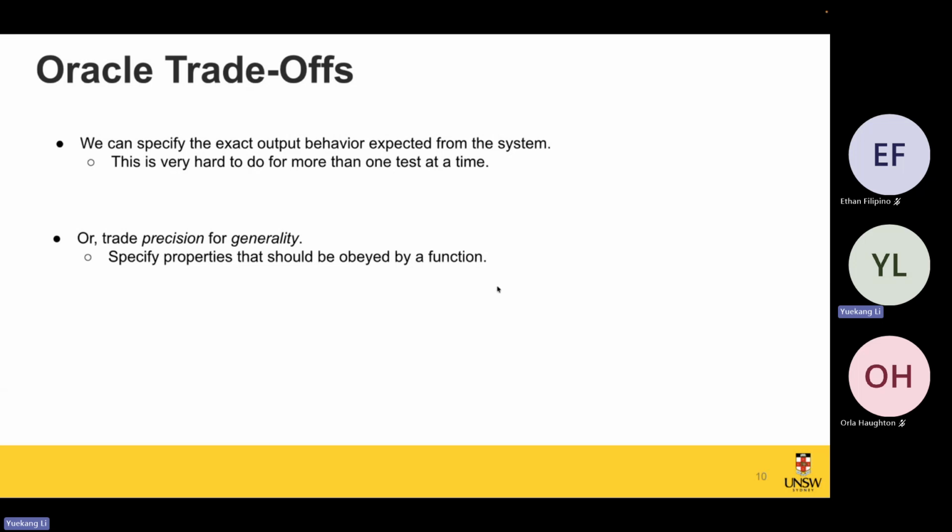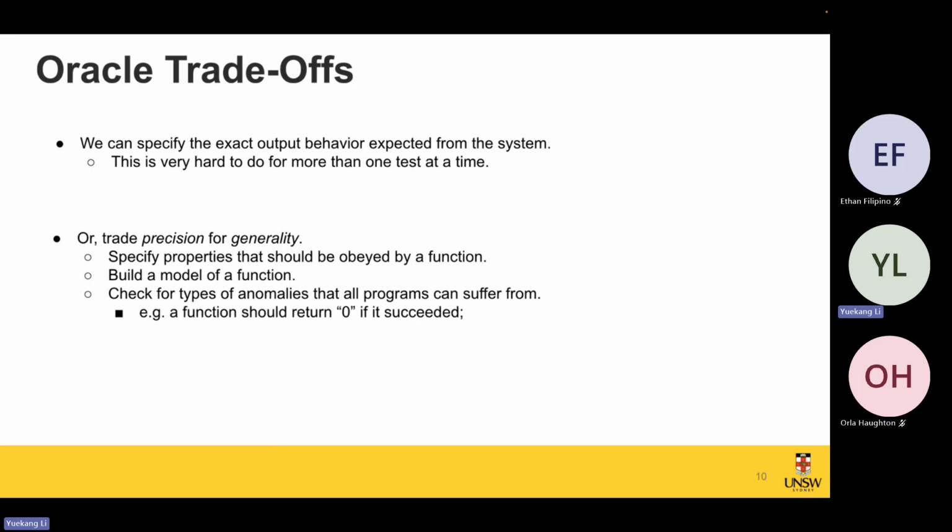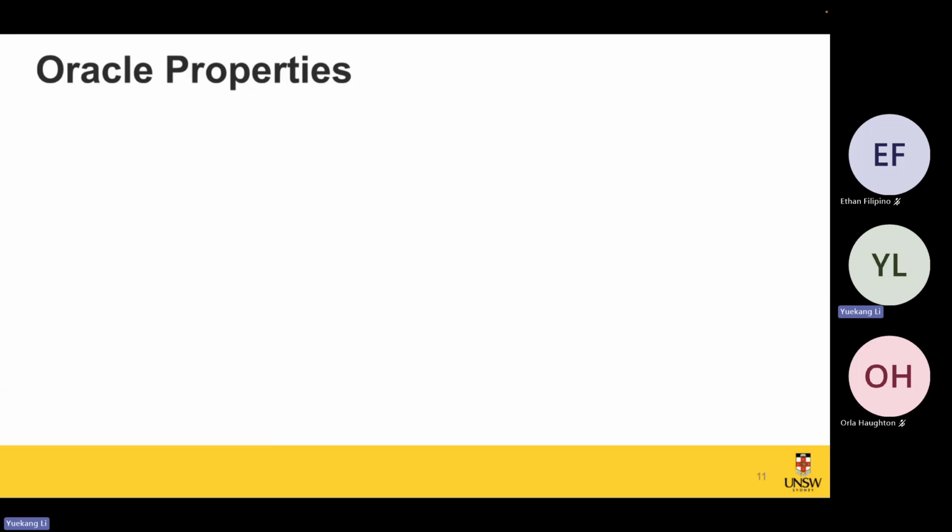Which means that we can specify the properties that should be obeyed by a function by building a model of the function, rather than specifying the concrete value. We can use a model to abstract away the behavior of the program and use the model to cover multiple different concrete values, right? This is a trade-off here.